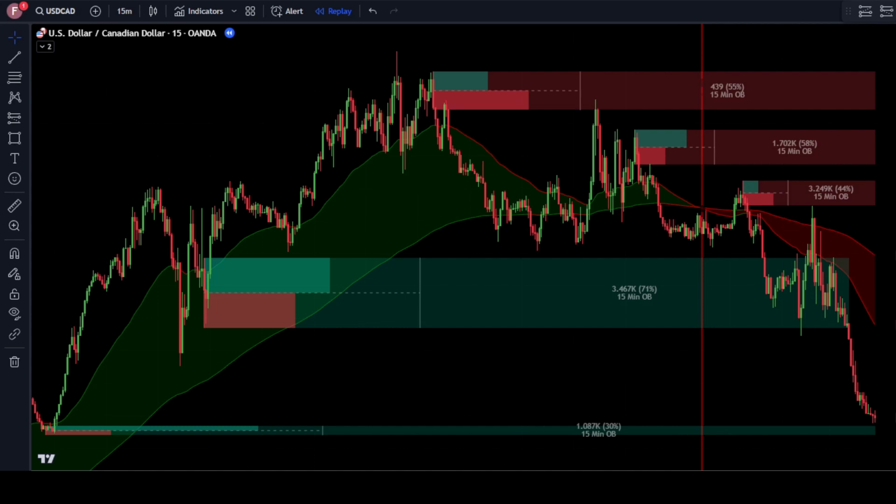Now, let's discuss how to use this volumetric order block strategy using the first method. In this first method, we will combine this volumetric order block indicator with the price action method. The price action method we'll use includes the bullish engulfing candlestick pattern and the bearish engulfing candlestick pattern.